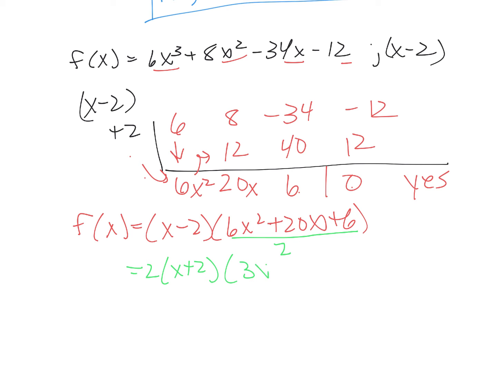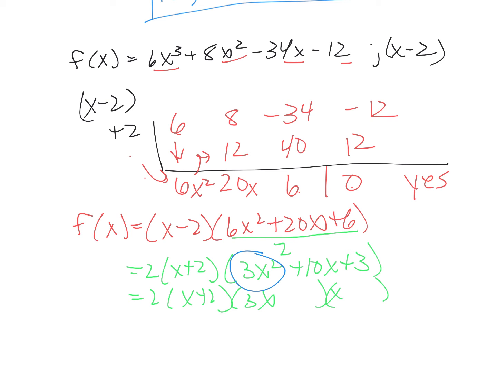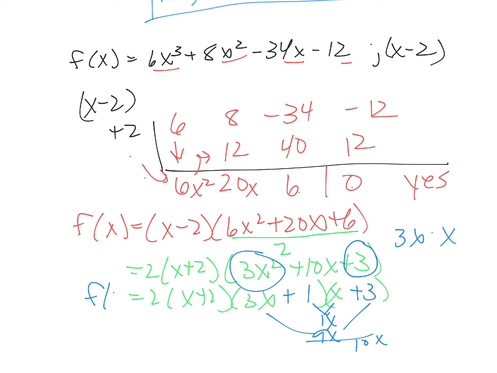And this is going to become 3x squared plus 10x plus 3, right? And then we're going to factor this. So we have 3x and x, two numbers you multiply together to get 3x squared. So 3x times x, right? And then two numbers I multiply together to get 3, and then we have to check our middle term. So we're going to do plus 1, plus 3, and then check our middle term. So this becomes 1x, this becomes 9x, so together they become 10x. So this is my factored form.